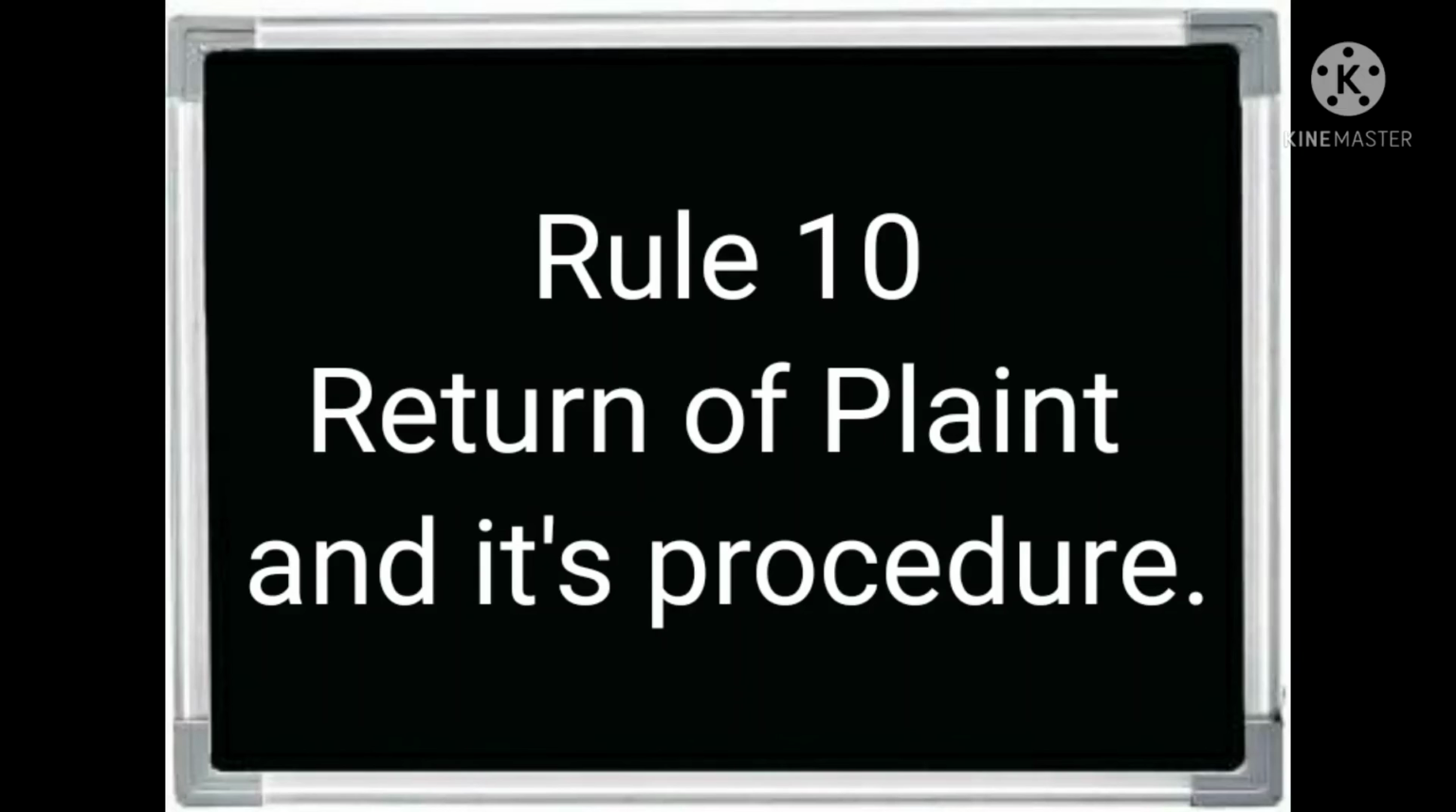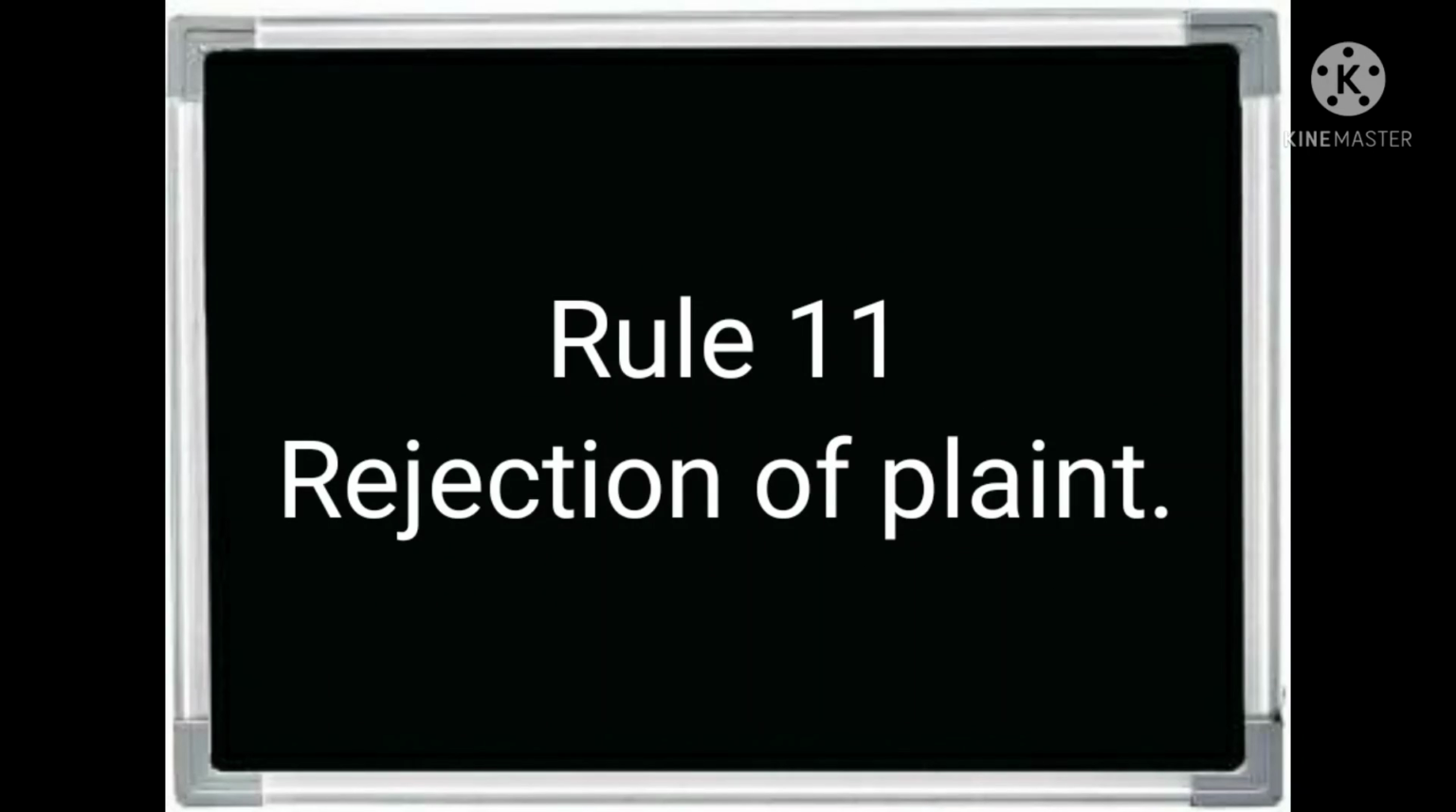And what is the procedure of returning the plaint? The judge shall endorse thereon the date of its presentation and return, the name of the party presenting it, and a brief statement of the reason for returning it. This is the basic procedure of returning the plaint. So the most important rule is Rule 11 of Order 7. Rule 11 of Order 7 says in what circumstances the plaint shall be rejected.